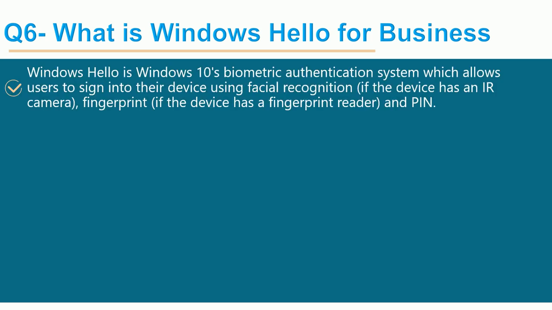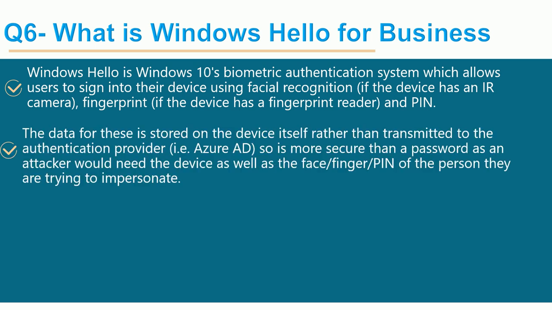Windows Hello is a Windows 10 biometric authentication system which allows users to sign into their device using facial recognition, fingerprints, or a PIN. This is a new authentication type where you do not need to enter your username and password. You just need your face or fingerprint, or you can use your PIN. So there are three different methods, and whichever you like, you can set up as your authentication method.